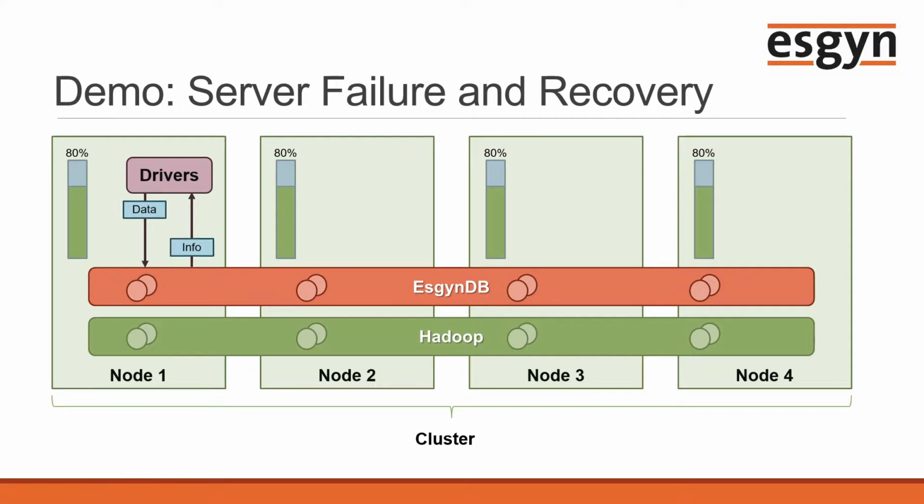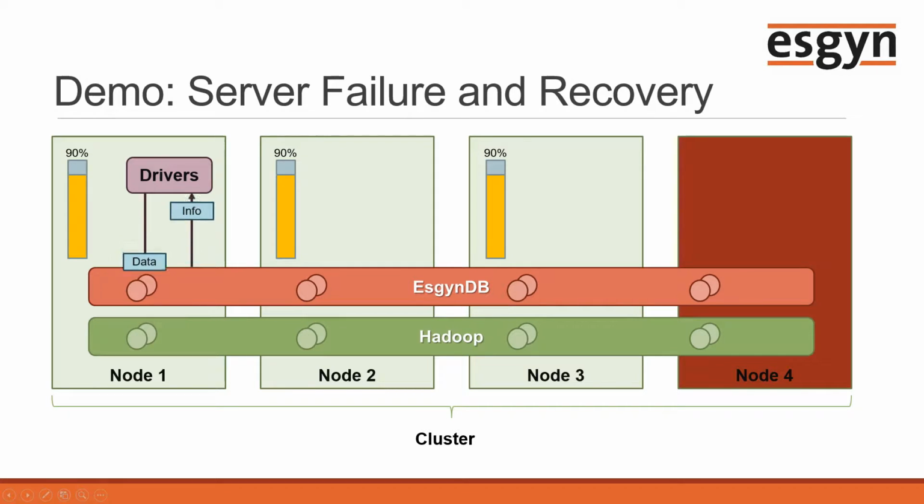We have a 4-node cluster running EsgynDB. We've taken care to ensure that we have headroom on each node in the cluster. Here you can see that the nodes are using around 80% of the resources. Next, a server failure occurs and we lose a node. The remaining 3 nodes will take over the work from the failed node, increasing resource usage. This is shown as 90% here in the slide.